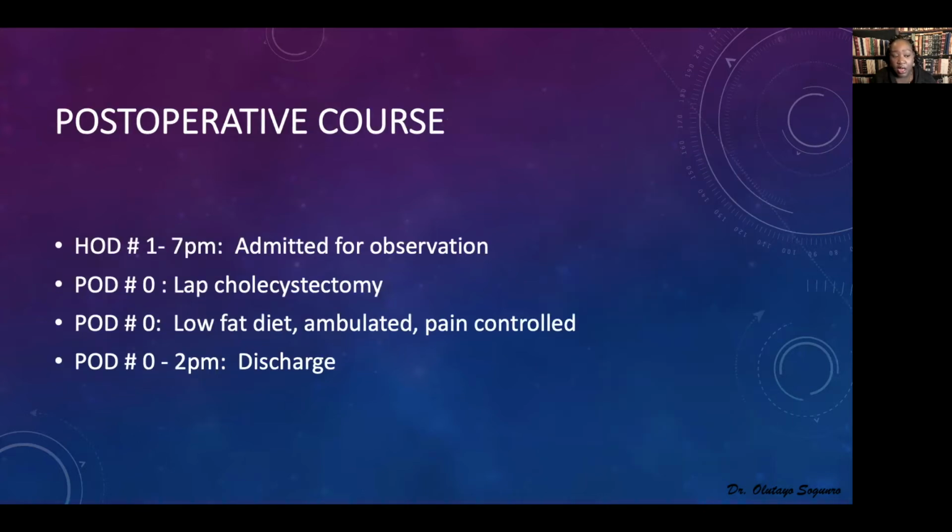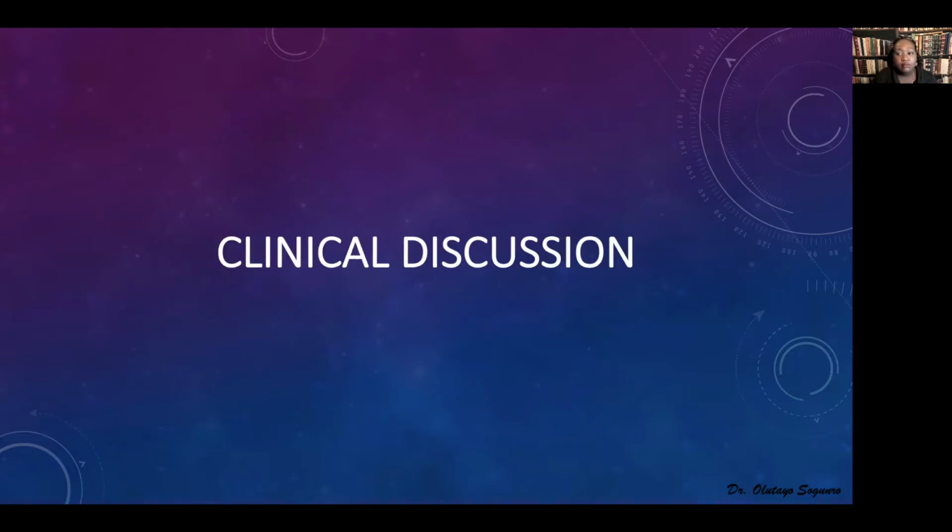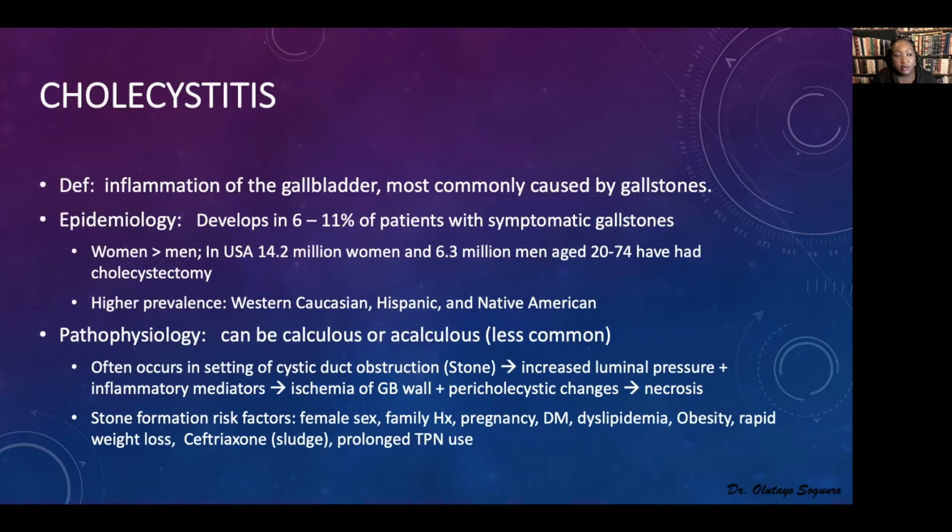Postoperatively, she did very well. She was started on a low fat diet. She ambulated, pain was controlled, and she was discharged that afternoon. Now let's have a clinical discussion about cholecystitis.